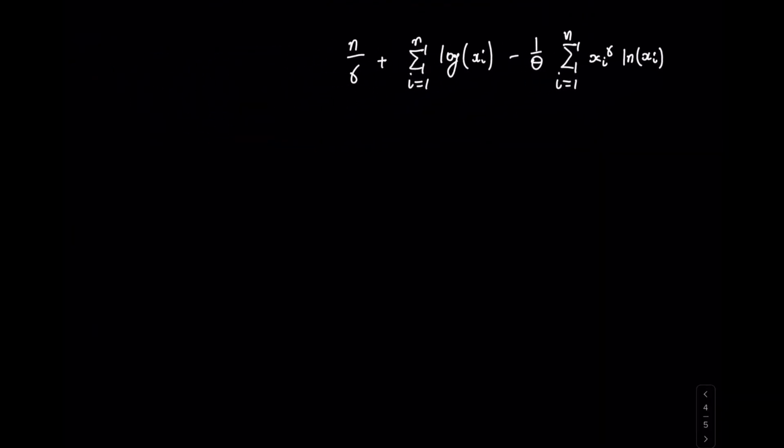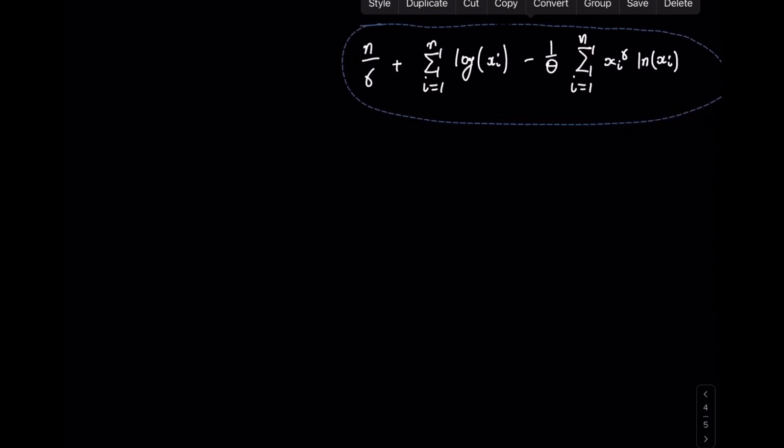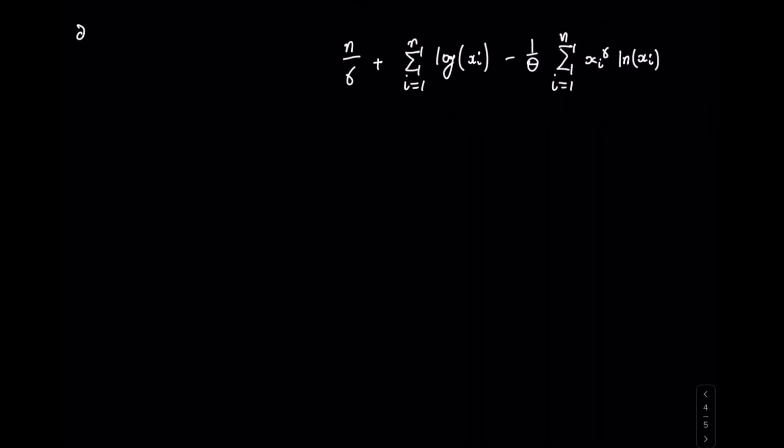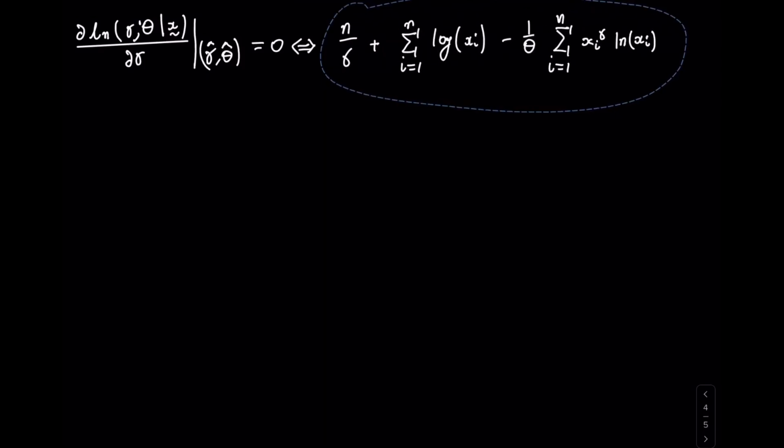So I'm just going to paste that in. So we're interested in the partial derivative of the log likelihood of gamma, theta given our data x bar, on delta gamma, evaluated at theta hat and gamma hat, is equal to 0 if and only if, now is our expression here, put on the hats for everything. So this becomes theta hat.